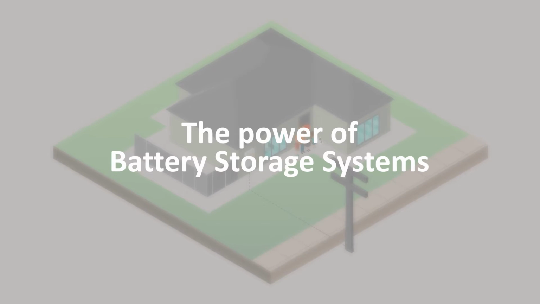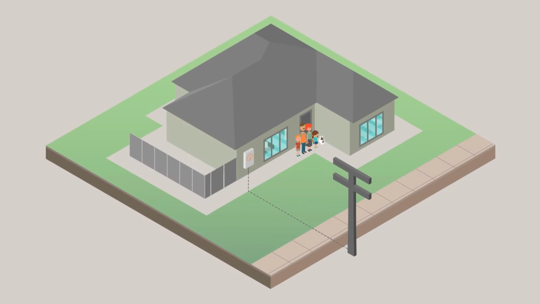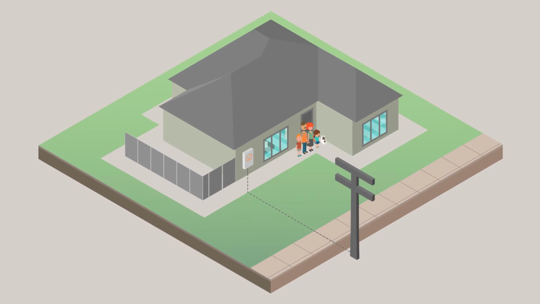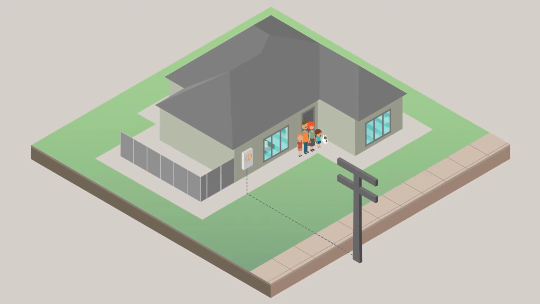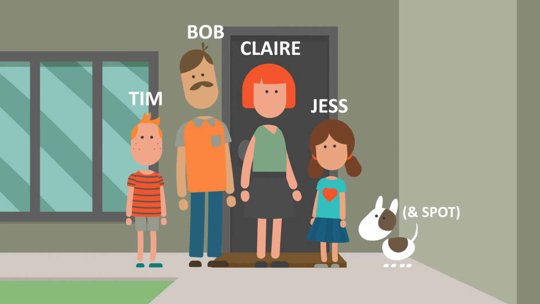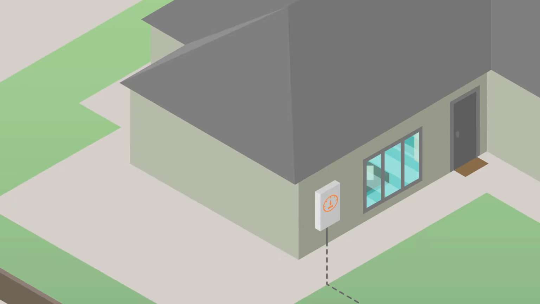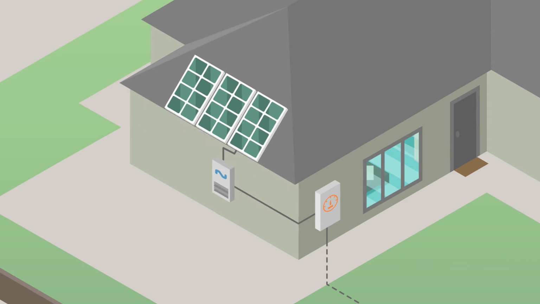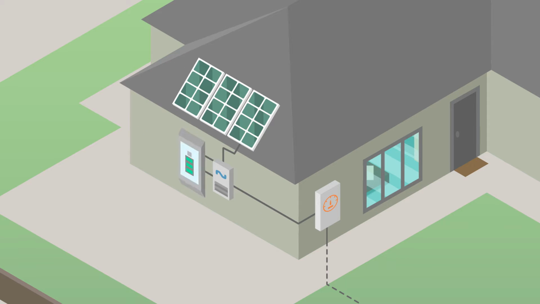All families are different, but we all want to manage energy better and get financial benefits from doing so. Meet the Jones, Bob, Claire, Tim and Jess, an Adelaide family who have combined their grid electricity with solar panels on their roof and a home battery storage system.